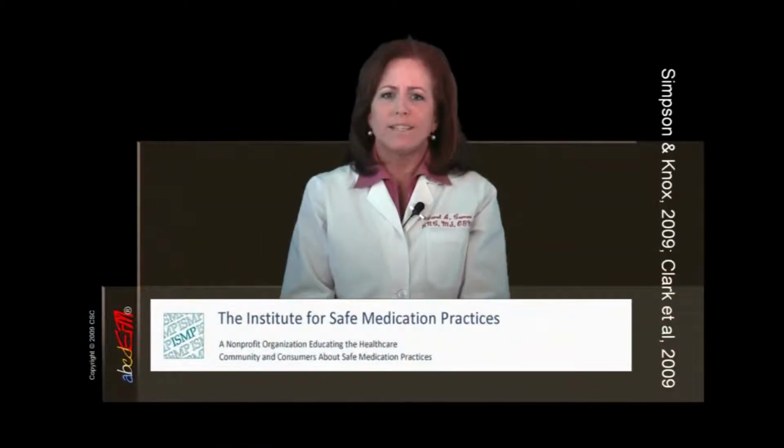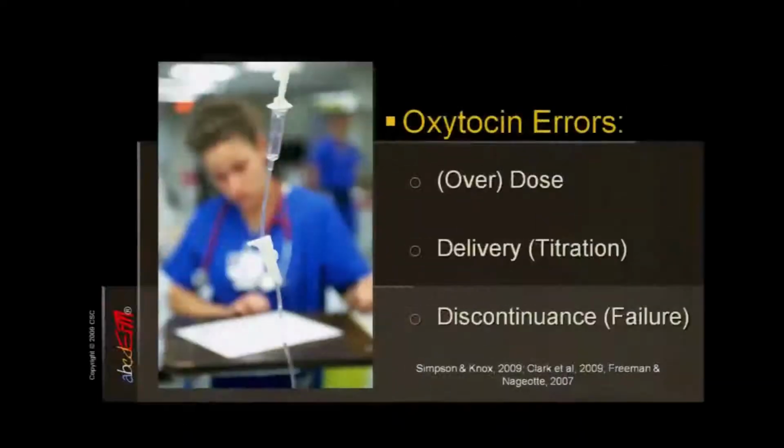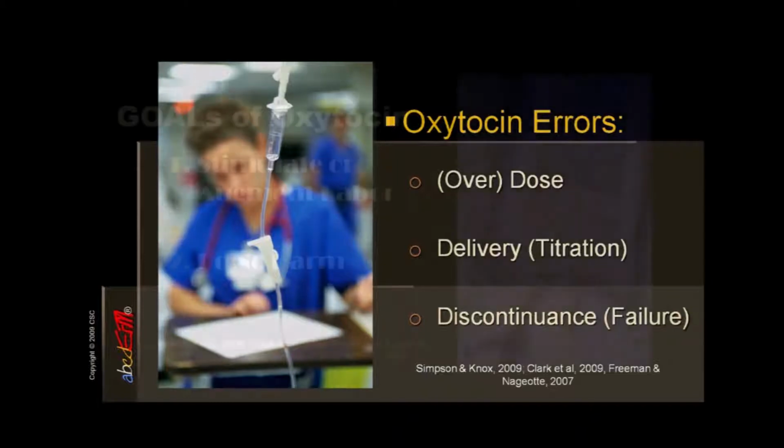In 2007, the Institute for Safe Medication Practices added IV oxytocin to their list of high alert medications. Most importantly, oxytocin errors are generally preventable. Therefore, let's take a look at intrauterine resuscitation techniques to limit the effects specific to this drug.